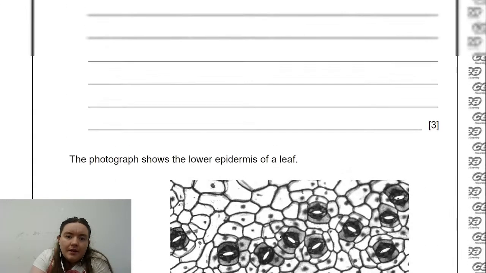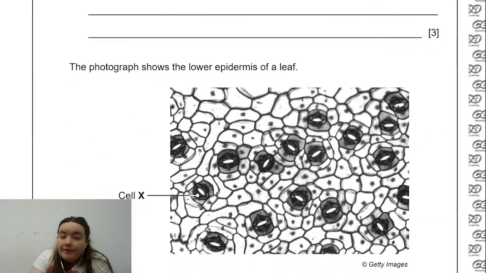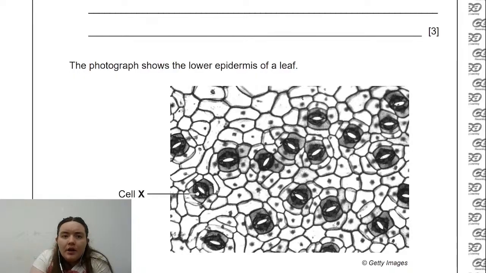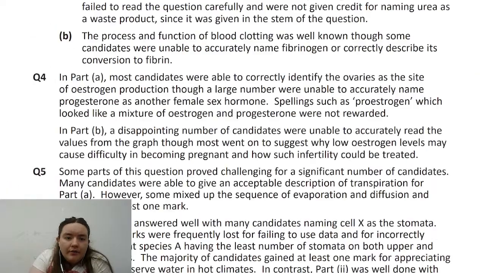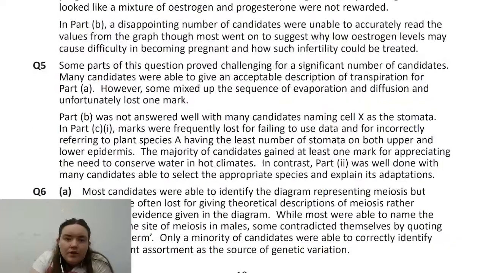Okay, and that is the end of question 5. Question 5 is incredibly short, it's only 4 marks. So, some parts of this question proved challenging for a significant number of candidates. Many candidates were unable to give a description of transpiration. However, some mixed up the sequence of evaporation and diffusion and unfortunately lost 1 mark.